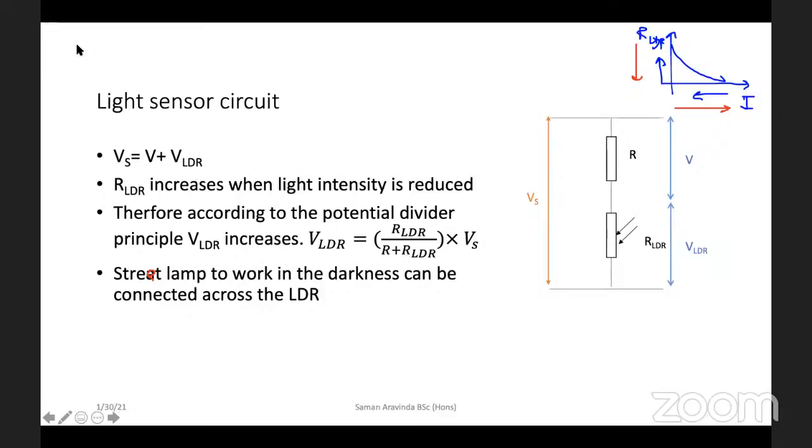See how important the potential divider principle is. We used it for a variable resistor, as a way of increasing the potential difference from 0 to a maximum value. And we used it to find an unknown resistance. And now we are using it in sensor circuits.